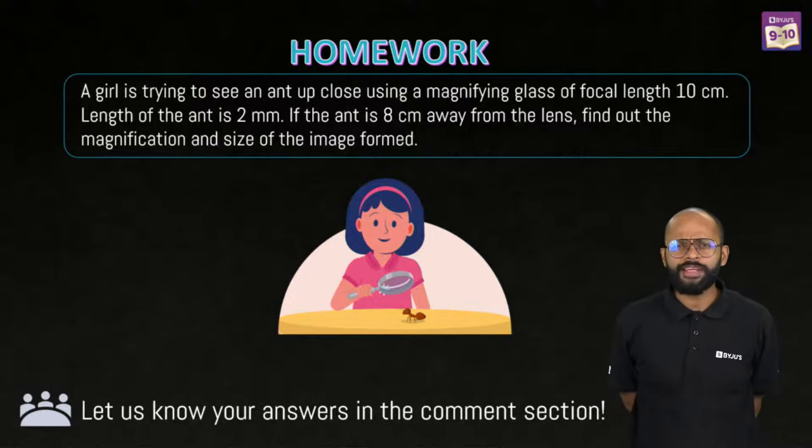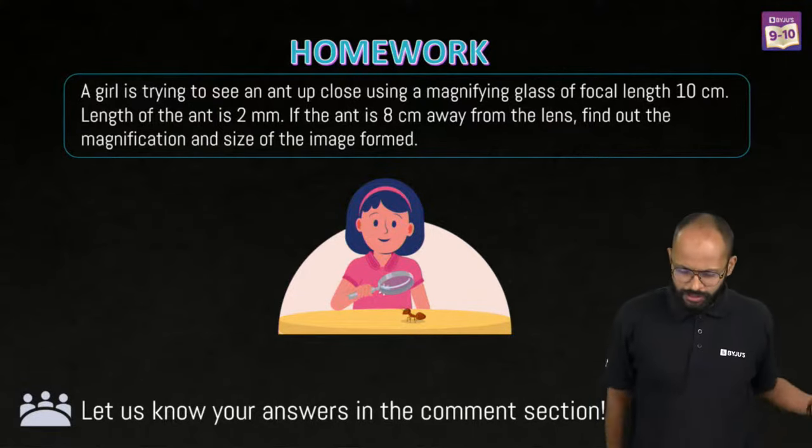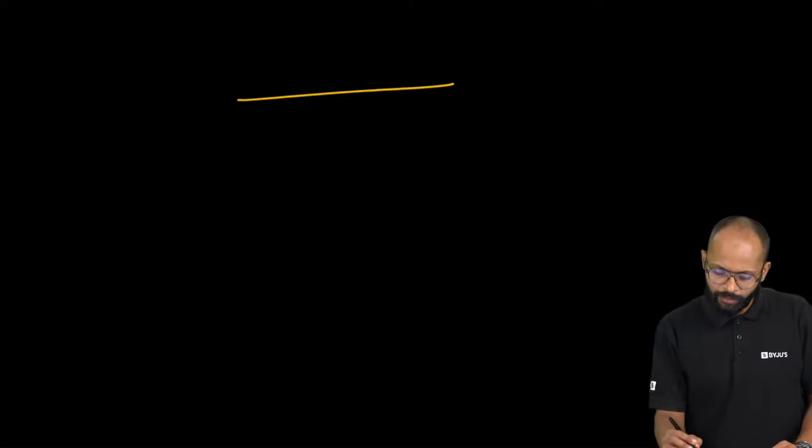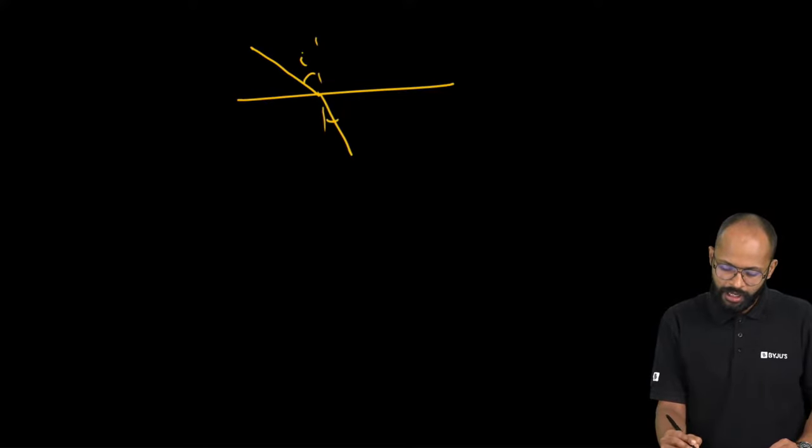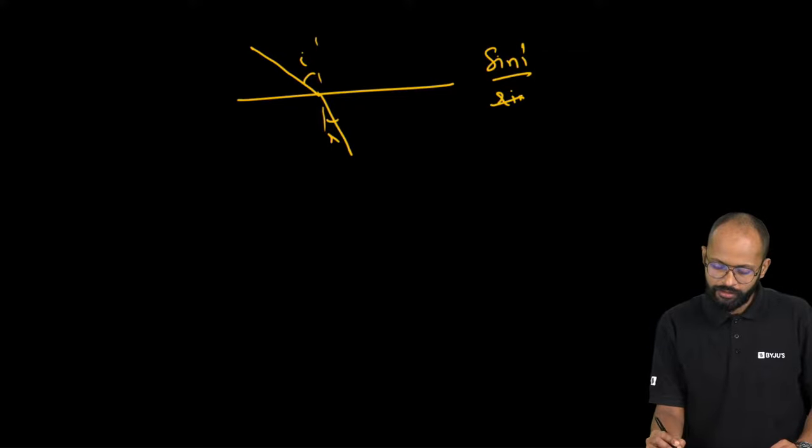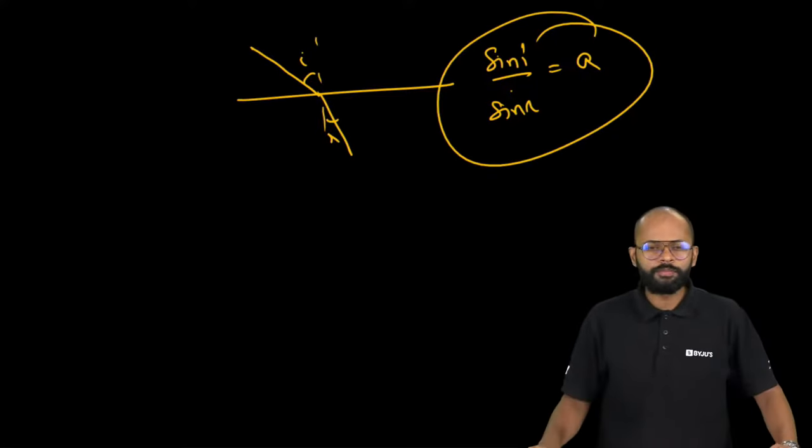Snell's law is very simple, no? Sin I upon sin R equals... Snell's law is very simple, no? If let's say this is I, this is R, so sin I upon sin R equals a constant. Bas, that is the slope.